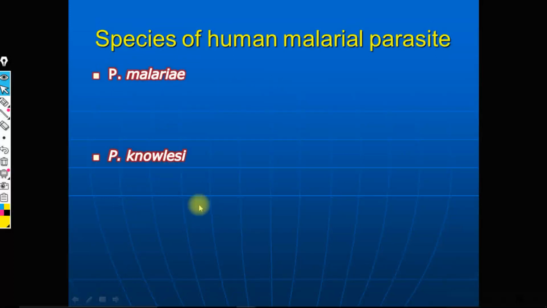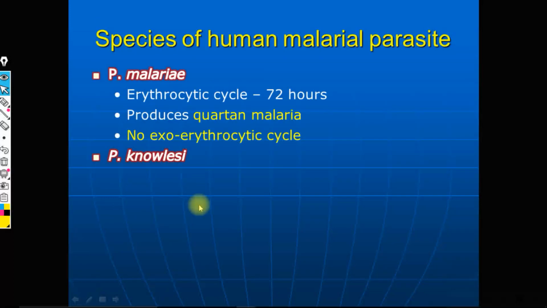Next is Plasmodium malariae. This has a characteristic 72-hour erythrocytic cycle, and that's why the fever pattern is at every fourth day. Because the fever occurs every fourth day, it is called quartan malaria. And definitely here there is no exoerythrocytic cycle.